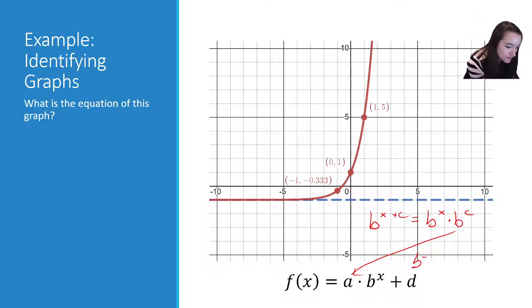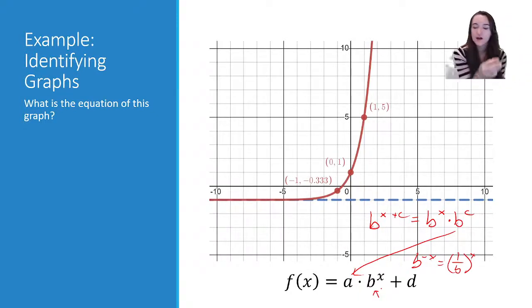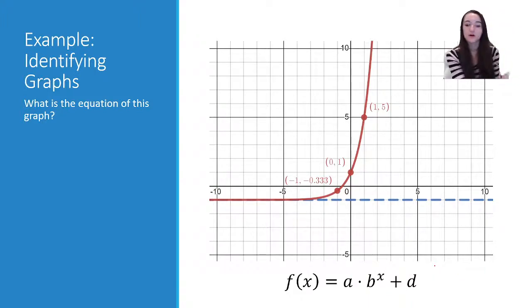Similarly, because b to the negative x just equals 1 over b to the x, I will house that possibility of a negative within my base. So the most basic form of an exponential that we would want to use to solve for the equation of a graph has no c, and no negative exponent. We're just going to work with this because it gives us all the information we need. We can manipulate it later if we want to show some shift, but in general, that's not really what we're looking for. So a times b to the x plus d.